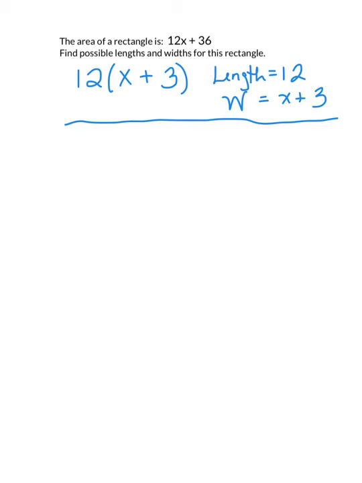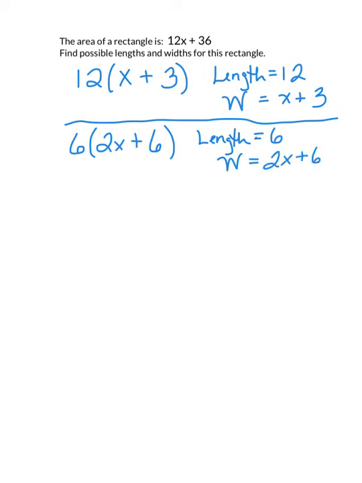Well, I know I can divide them both by 6. So if I bring a 6 out here, 6 times what is 12x? 2x. Plus 6 times what is 36? 6. So in this case, my length could equal 6, and my width could equal 2x plus 6. And we could reverse these. We could say the width is 2x plus 6 and the length is 6. That's another possibility.